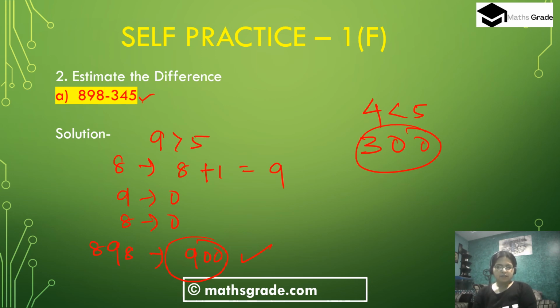Now 898 rounded off to the nearest 100 is 900, minus 345 rounded off to the nearest 100 is 300. And 900 minus 300 is 600. So the estimated difference of 898 minus 345 is 600, and 600 is the answer.